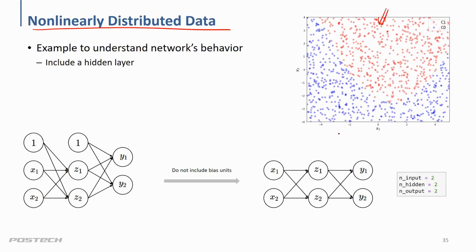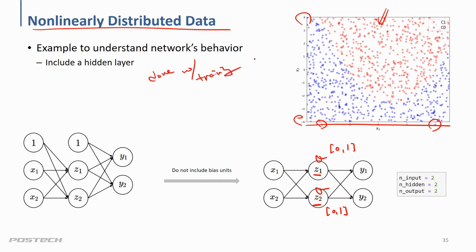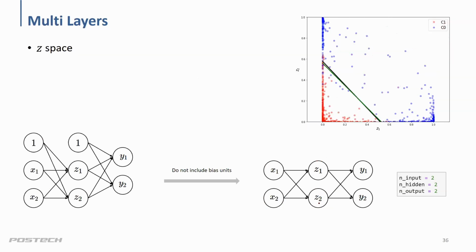And the original data set has these values. If you look here, we have sigmoid functions, so the z values should be from 0 to 1. Say we're done with training, and instead of plotting x1 and x2 in the original space, I want to plot the z values in z space.